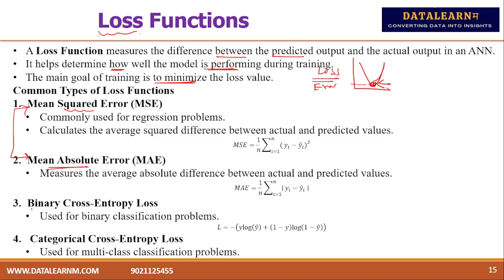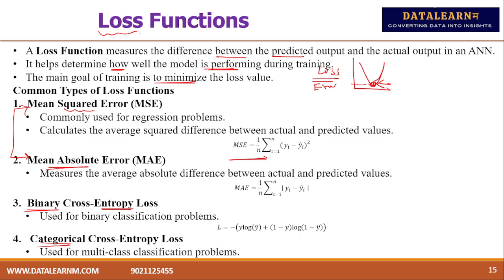And for binary classification, what is used? Binary cross entropy. And for multi-class classification, it uses categorical cross entropy. That's all. So what are these formulas? You have an idea about these formulas, right?